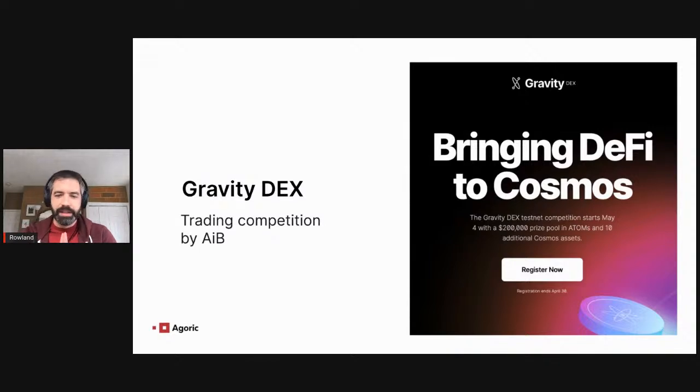All right, so we're really excited, and we've been following the Gravity DEX team for a while, and they have a big event coming up that I think registrations started today and go through April 30th, which is the Gravity DEX trading competition. This is being run by AiB. The Gravity DEX is a decentralized exchange that will launch on the Cosmos Hub. They're targeting summer, I believe, for their mainnet. And Agoric will be one of 10 sponsors of the Gravity DEX trading competition.